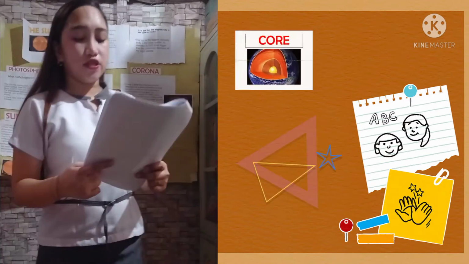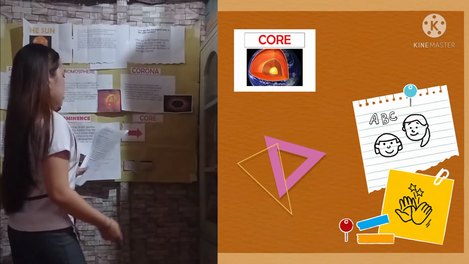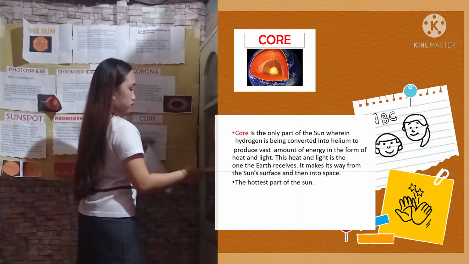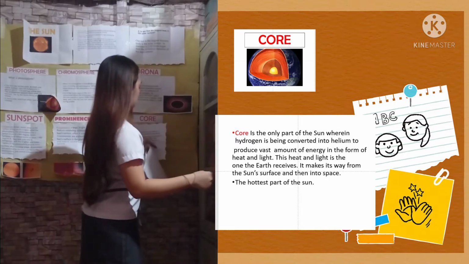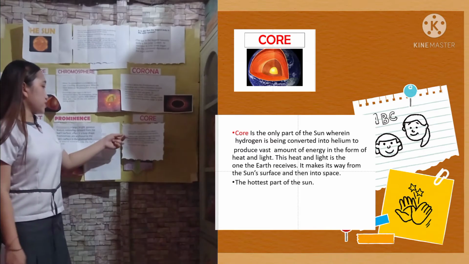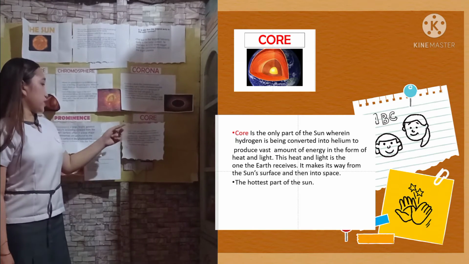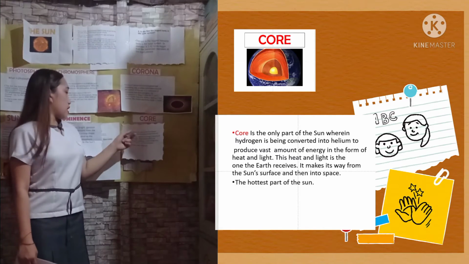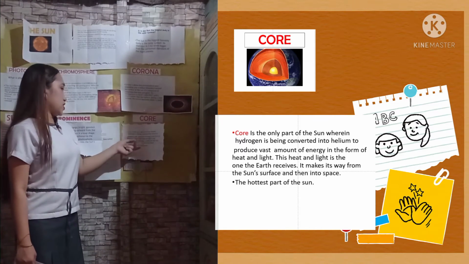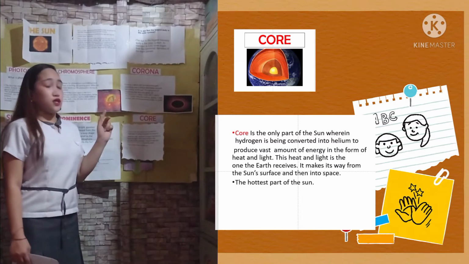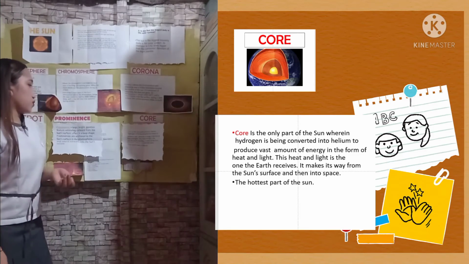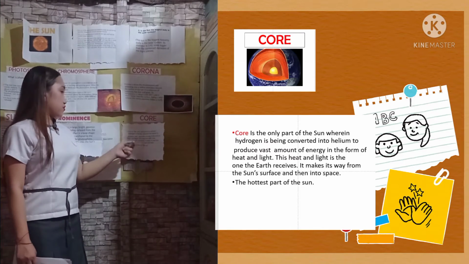Okay, what is the meaning of core? This is the meaning of core. Core is the only part of the sun wherein hydrogen is being converted into helium to produce vast amount of energy in the form of heat and light. This heat and light is the one the earth receives. It makes its way from the sun's surface and then into space.